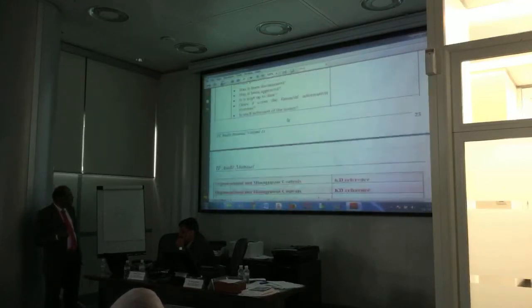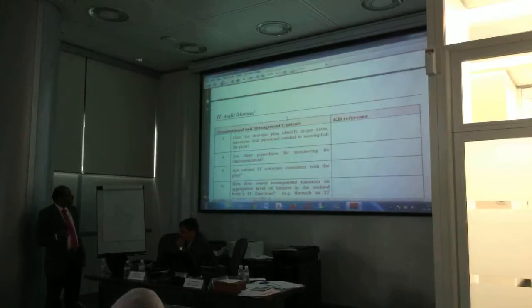Next. Does the strategic plan identify target dates? Are there procedures for monitoring its implementation? Are current IT activities consistent with the plan? Because some level of IT is there, but is it consistent with the plan, or are there more things we have to do?